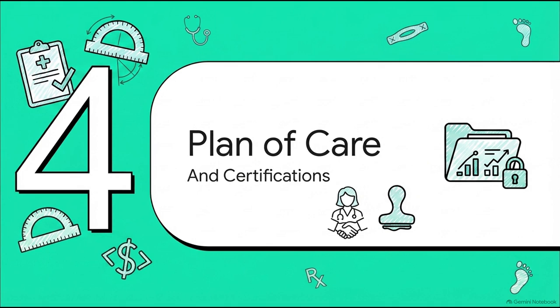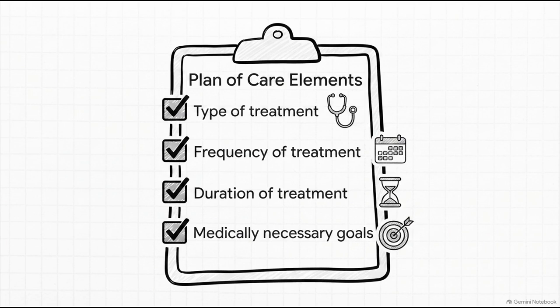All right, let's look at Section 4, Plan of Care and Certifications. Creating the plan is really just step one. Keeping it perfectly compliant over the entire course of treatment is where the real administrative challenge lies. Every single compliant plan of care has to include a few mandatory elements: measurable long-term functional goals, the specific type of treatment, the amount of treatment, the frequency, and the overall duration. And I really want to emphasize a foundational rule here, guys. A therapist absolutely cannot initiate treatment without an evaluation and without this established plan of care firmly in place. The plan always dictates the care.